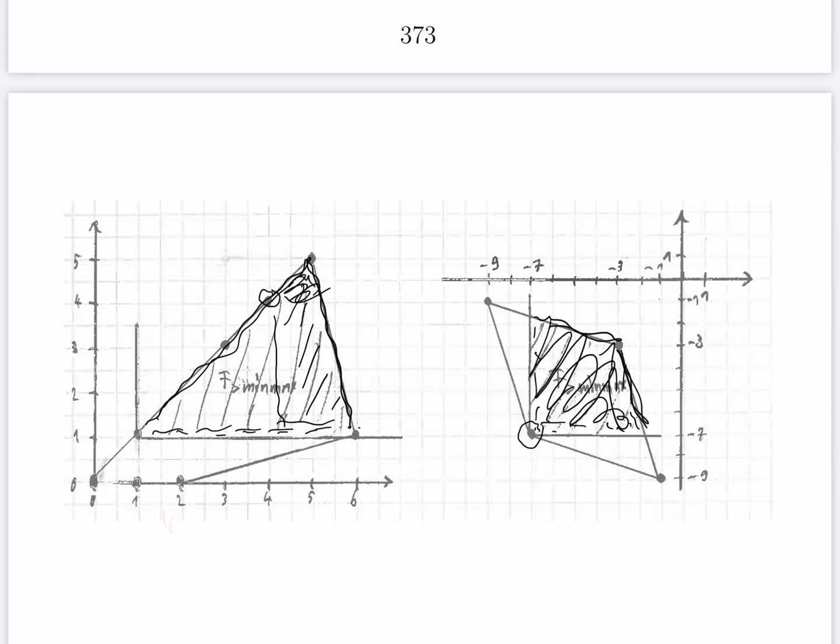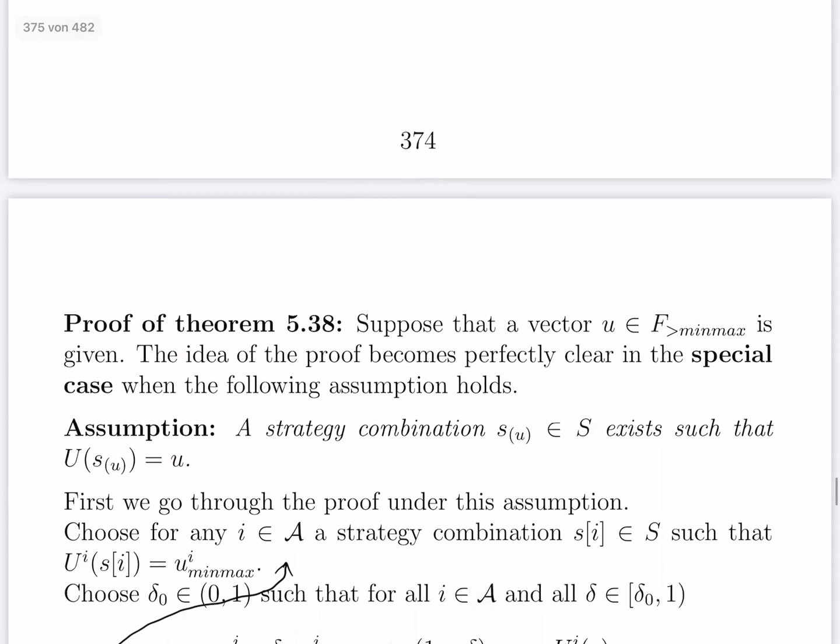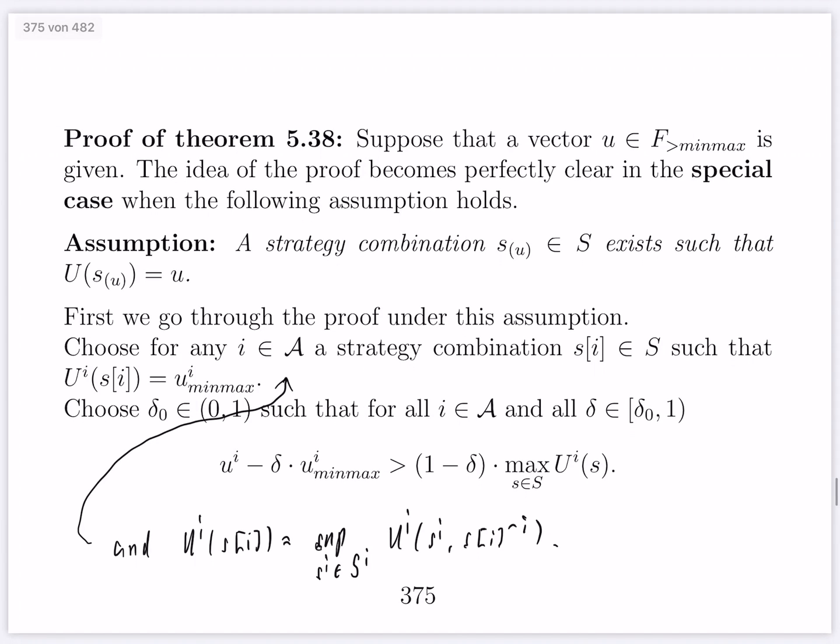And now I come to the proof of the theorem 538. But first I will give the proof for the special case, where some assumption holds. So now suppose we have given a vector which is feasible and individually rational. So it is in F bigger min-max. And now I will first carry out the proof in the special case where some additional assumption holds. Namely, I assume that we have a strategy combination of the old game whose utility value is precisely equal to U. So this is a strong assumption.